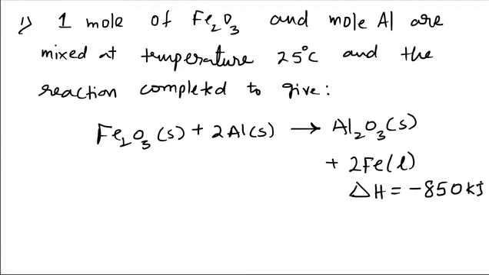This is such an exothermic reaction that so much heat will be liberated, and because of that heat, iron will come out in the form of liquid. And this reaction has a great place in history, which was used to connect the broken railway tracks. So the rails are connected using this reaction, which is known as the thermite reaction.